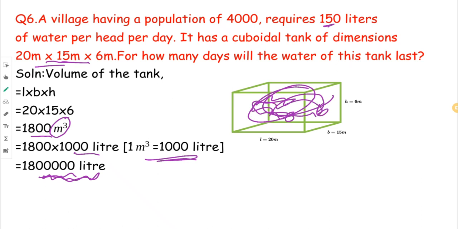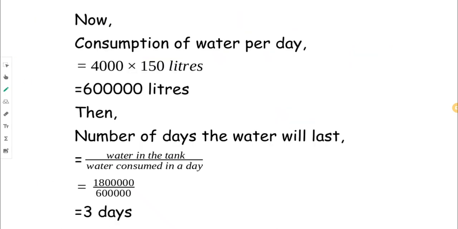Okay, now let us find how much amount of water the whole village uses. So consumption of water per day. We know that 150 liters is used by one villager, right? But how many villagers are there? There are 4,000. So you simply have to multiply, and we'll get that the entire village uses this much amount of liters of water in a day.